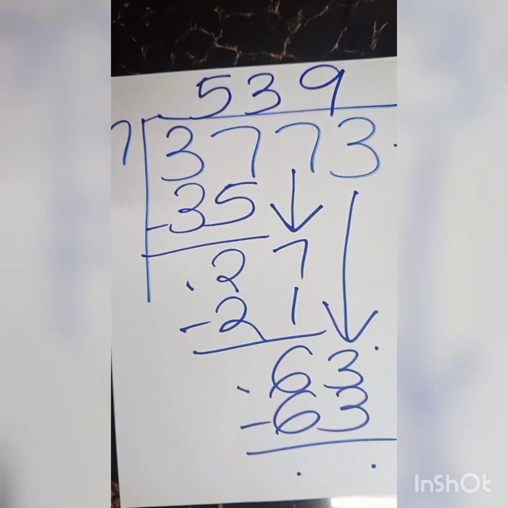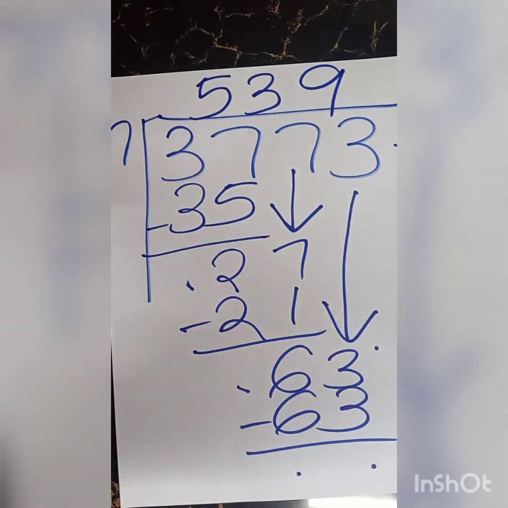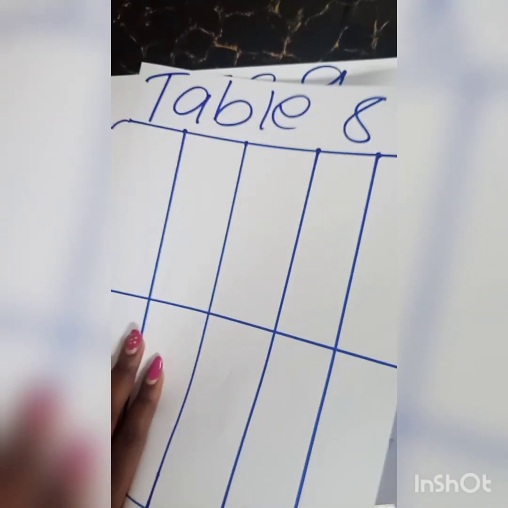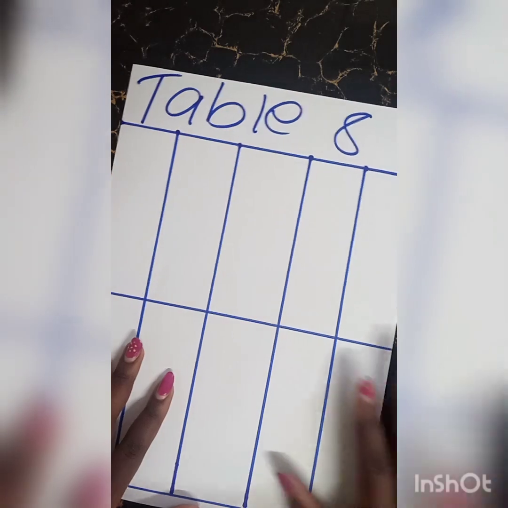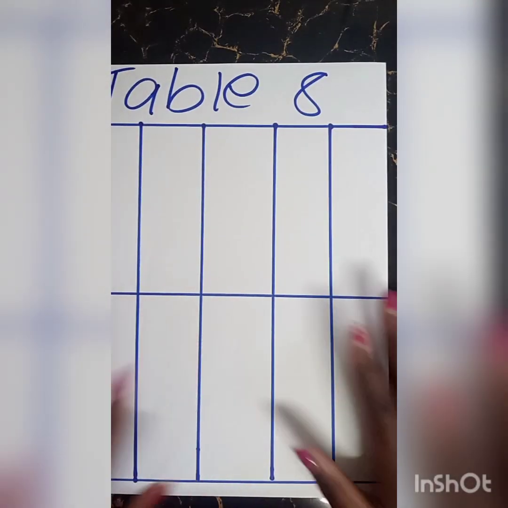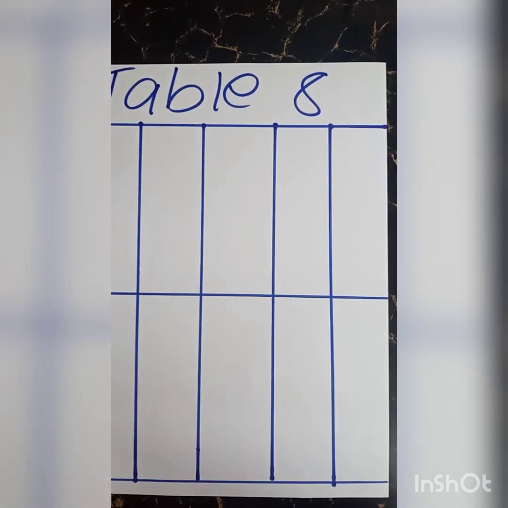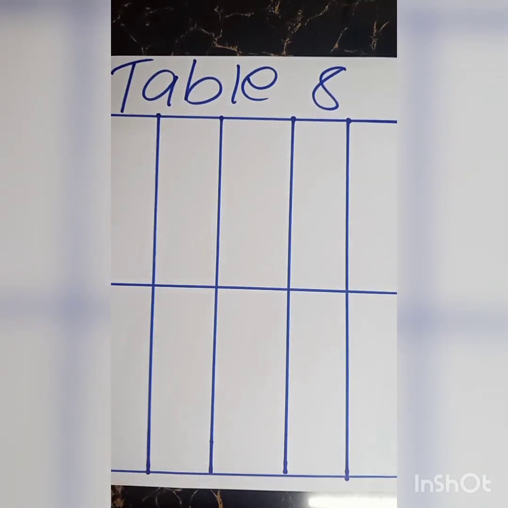Today, I'd like us to continue learning some more tricks. We've already gone through the tricks for mastering tables 1, 2, 3, 4, 5, 6, and 7. I'll leave the links in the description box below so that you're all on the same page. Today, I'd like us to talk about a trick for mastering table 8.